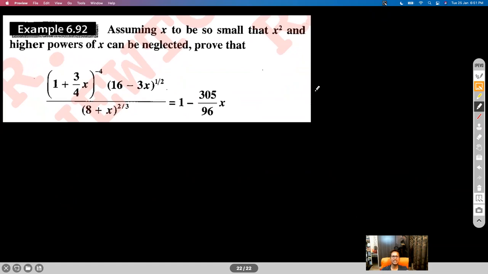Assuming X to be so small that X square and higher powers of X can be neglected, prove that this expression can be simplified to this. Okay, in fact, they should use this symbol. That means it is approximated as 1 minus 305 by 96X. As you can see, each of these factors has some kind of non-whole number power. See, there's a minus 4. There's a half. There's a 2/3.